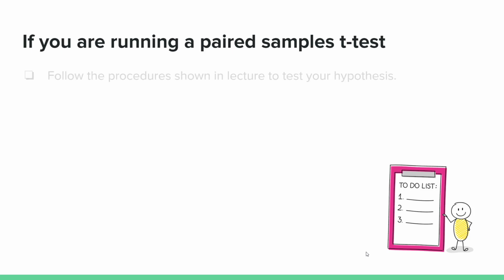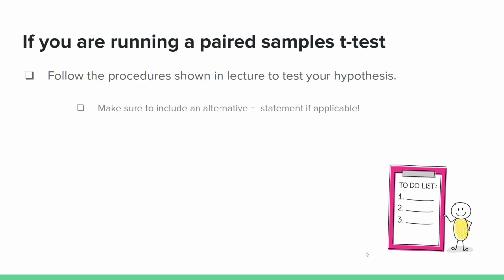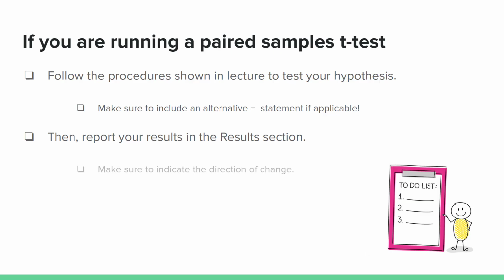And so if you're running a paired samples t-test, again, follow the procedures shown in lecture to test your hypothesis. So go ahead and run your paired samples t-test. And again, if you have a one-tailed hypothesis, then make sure to include an alternative statement. And then go ahead and report your results in the results section of your poster. When you do that, make sure that you're indicating the direction of change. And so you're not just reporting the statistics for the paired samples t-test, but you write it out in your own words whether there was a positive change or negative change, for example, an increase or decrease over time.